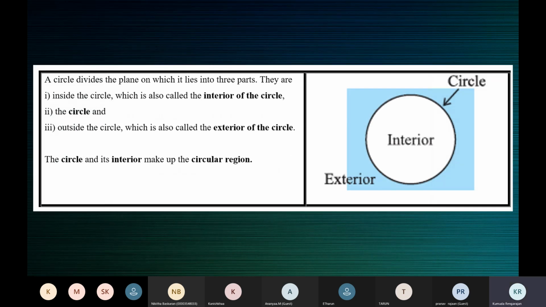Then we also understood that a circle divides the plane in which it lies into 3 parts: the interior of the circle, the circle itself, and the exterior of the circle.